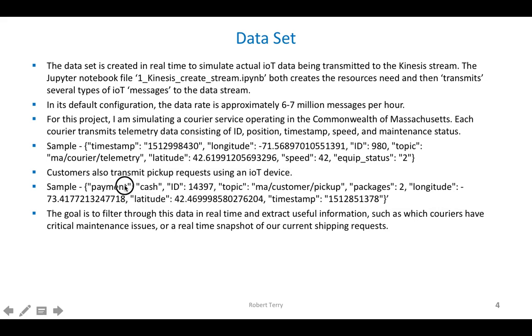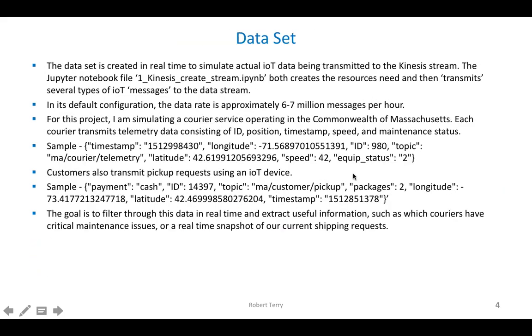If a customer is sending a message using their device, it notes whether they're paying cash, their ID, the topic, Massachusetts customer pickup, how many packages they want, their location, and the timestamp. The goal is to filter through all of this in real time and extract useful information, i.e. which couriers have maintenance issues, and then we pass that off to another program, which isn't created at this point in time, to act on that.